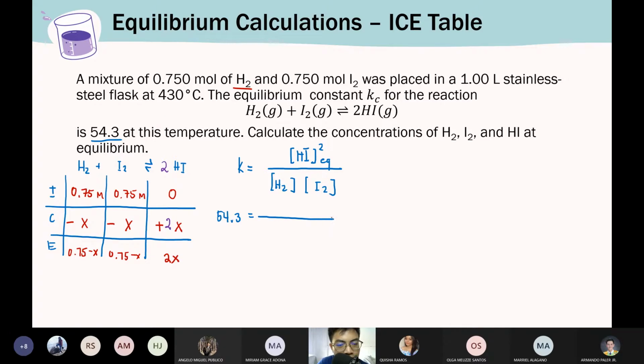HI concentration is just 2x, and then naka-square pa siya. So, yung 2x, ipa-plug in mo doon, naka-square. H2, ano yan? 0.75 minus x. O yung I2, ganun din, 0.75 minus x. Ano gagawin natin? Solve for x.